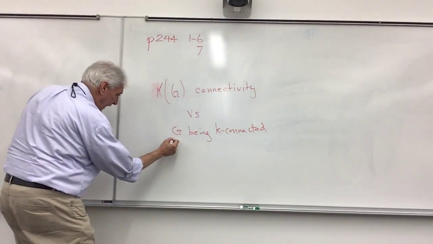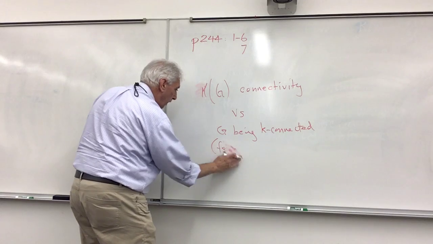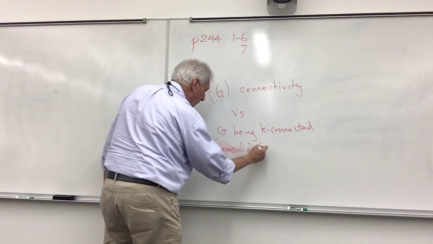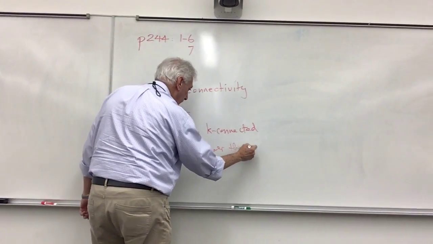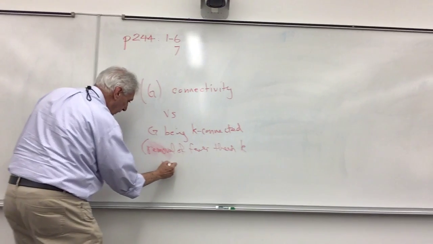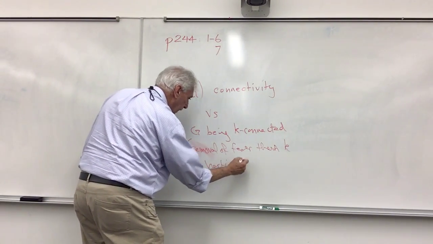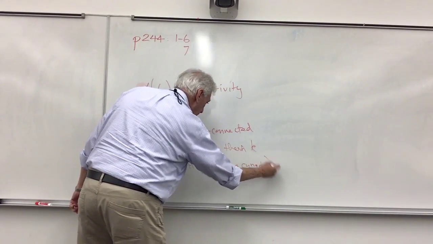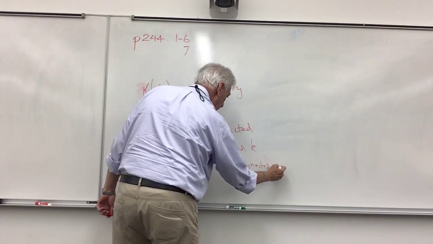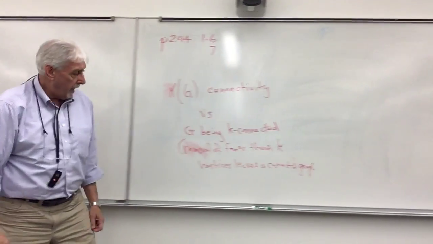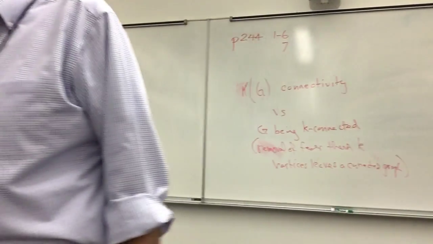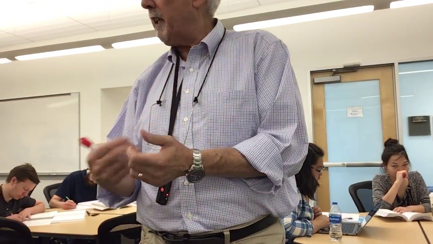Okay, what that means is that the removal of fewer than K vertices leaves a connected graph. So for any set, if I say the graph is K connected, for example, let's look at 2 connected. If I say that the graph is 2 connected, that means the removal of any vertex leaves a connected graph.